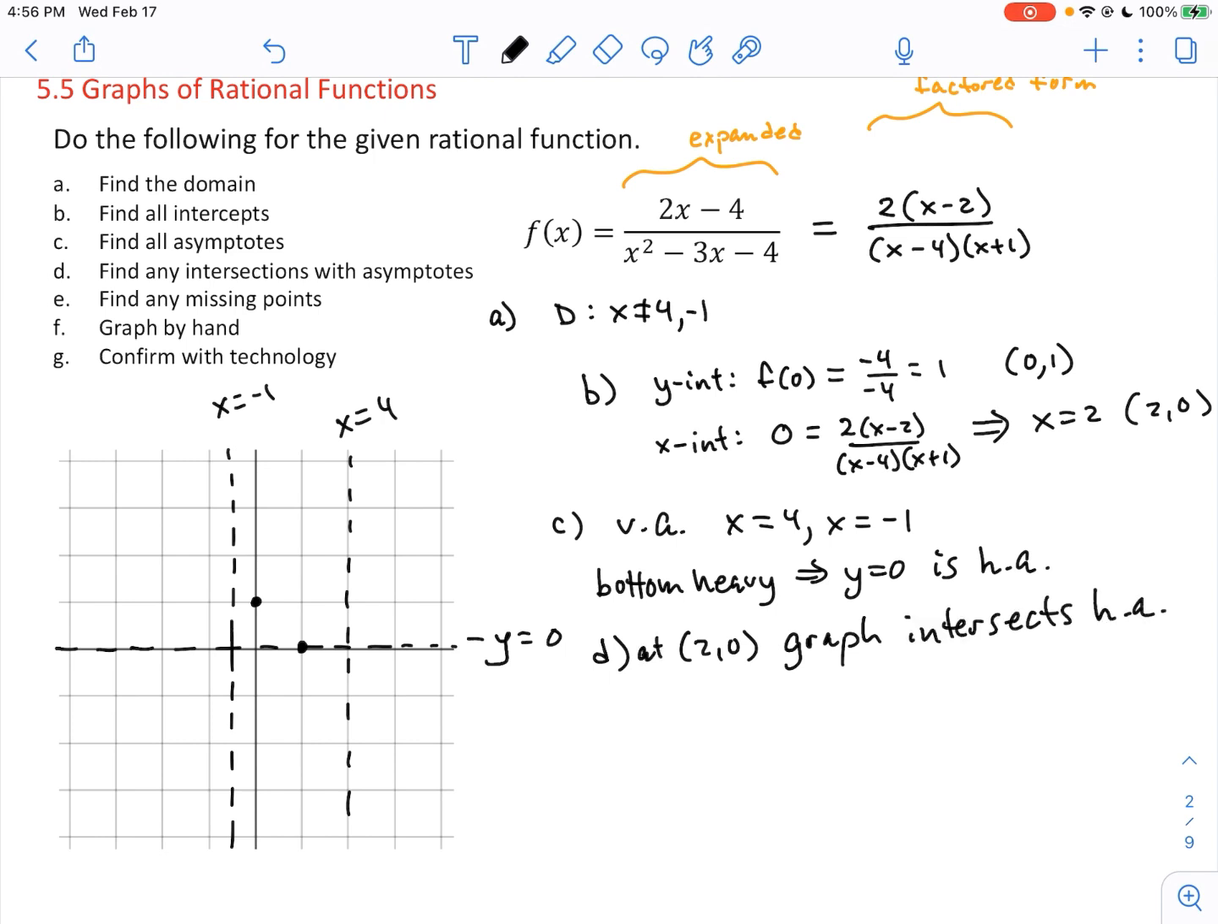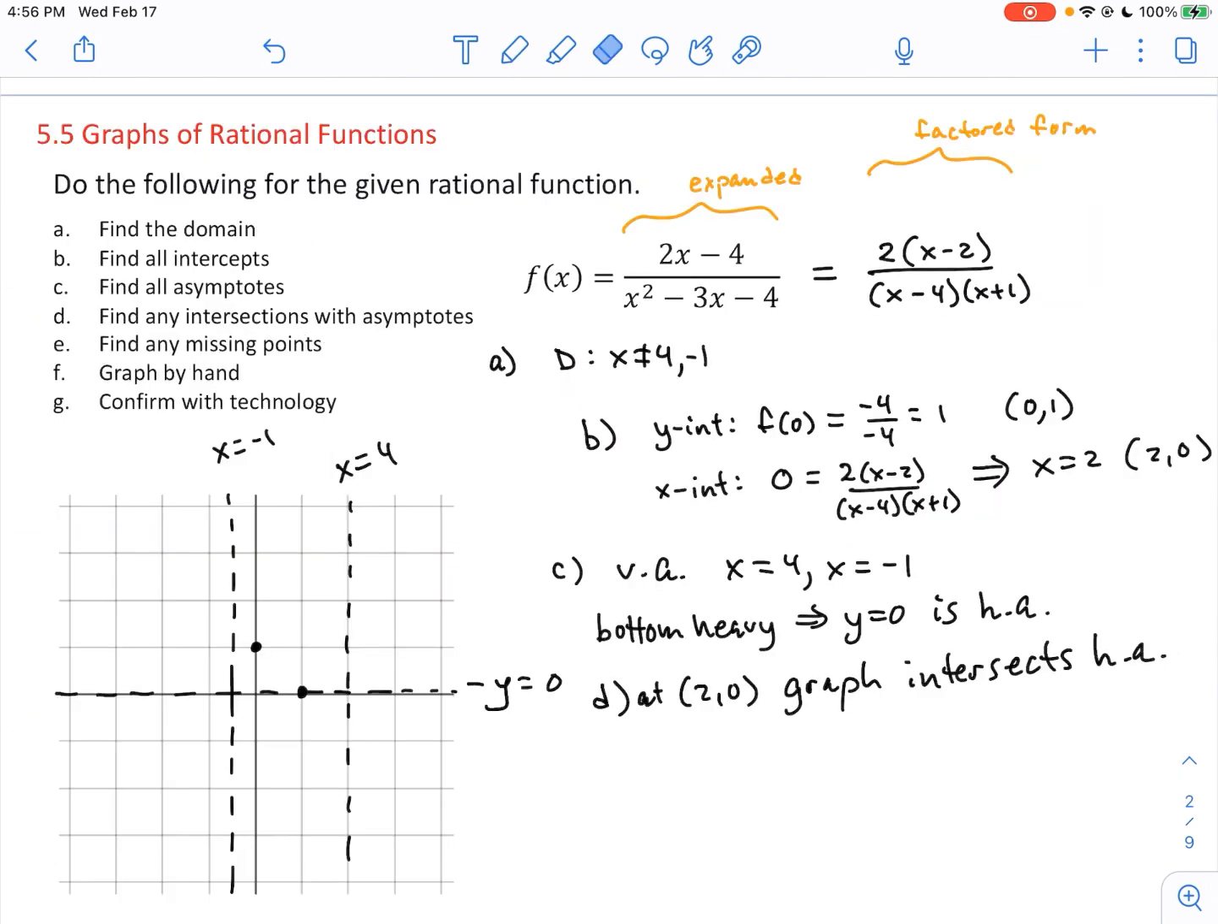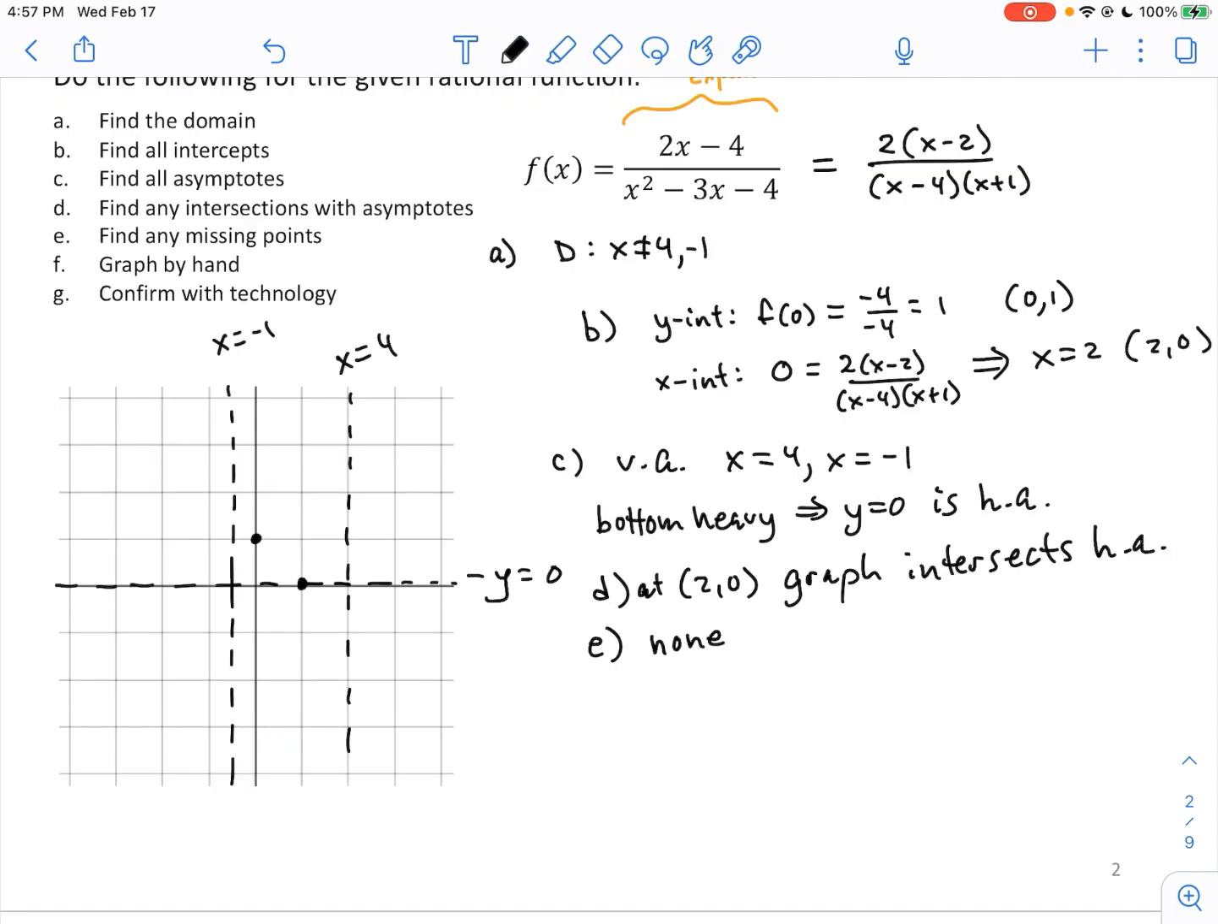Item E. Find any missing points. By missing points, we're talking about points like up here where you might have a point that was removed. In this case, because we did not get any cancellation of factors, there will be no missing points. So we'll say for part E that there's none. Graph by hand. We're on F, we'll do that over here, and then G is confirmed with technology.